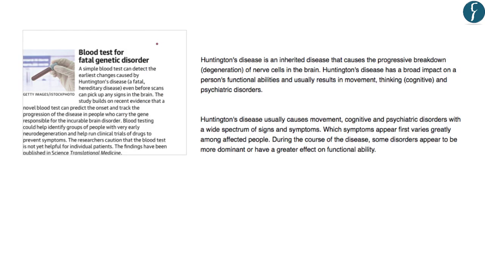Now the next news appears on page number 15 in section 1. The news reads, blood test for fatal genetic disorder. In this news, it talks about Huntington's disease. So in this aspect, let's learn certain basic facts about Huntington's disease. It says that this disease is an inherited disease that causes a progressive breakdown of nerve cells in the brain. So this disease is with respect to breakdown of nerve cells in the brain.